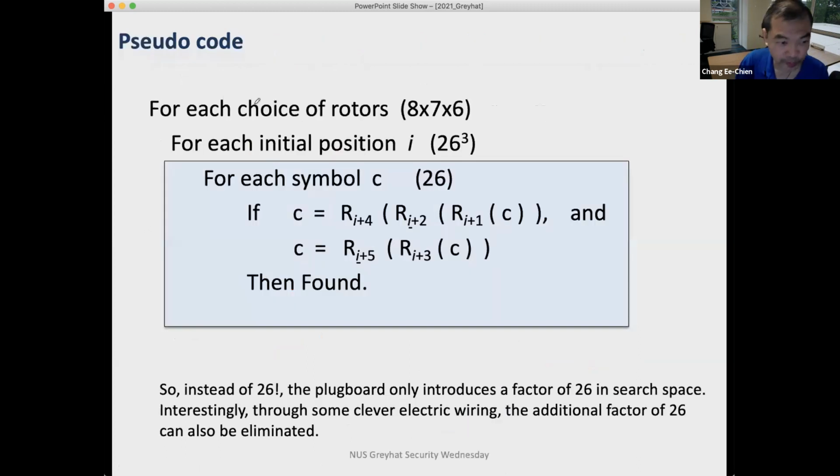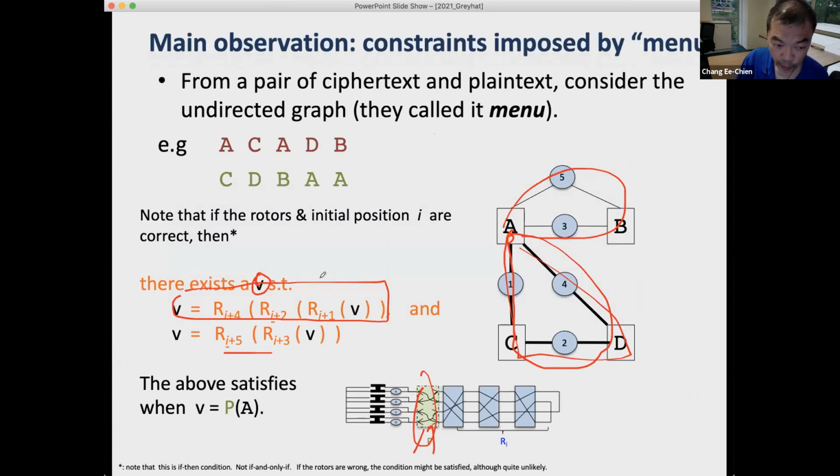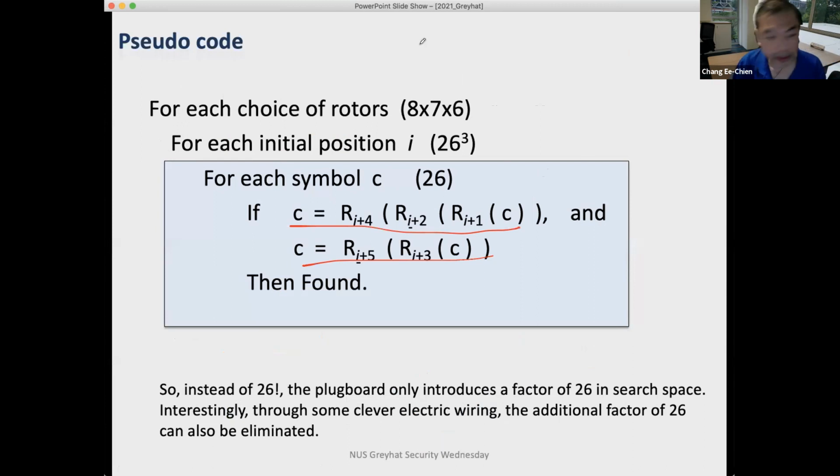Now I change to this pseudocode. For every combination of this, for every symbol C, I don't know which one, but I just try any one. If this thing holds, then found. Okay, so this is the main idea. Because it's a permutation and this forms a cycle, if it's the correct position, there exists a V that will, after this three, go back to itself. So now I rewrote my pseudocode to try all possible combinations of rotor, try all combinations of the positions, then check whether after the permutation, because of the rotor I have, this will map back to itself. If yes, then found.